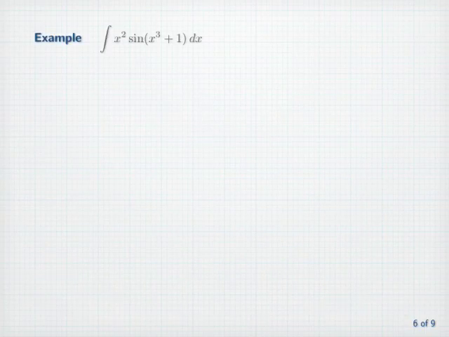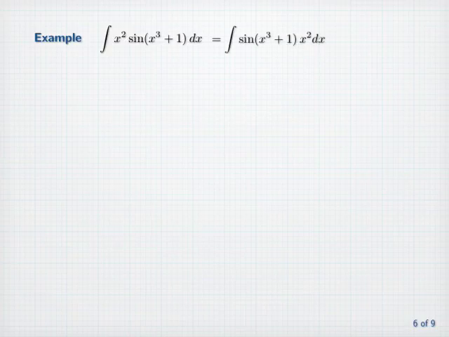Another example. The integral of x squared times the sine of x cubed plus 1 dx. Notice that we have x cubed plus 1 inside the sine function, and we also have a factor of x squared outside, so we should be able to do this by substituting for x cubed plus 1. So let's put the x squared beside the dx, and then substitute u equal to x cubed plus 1.